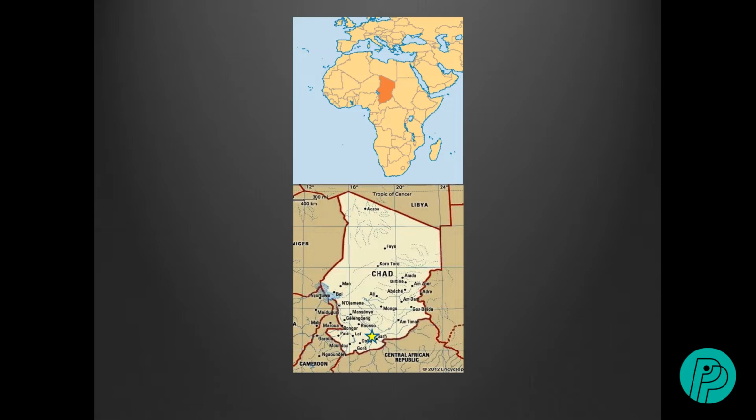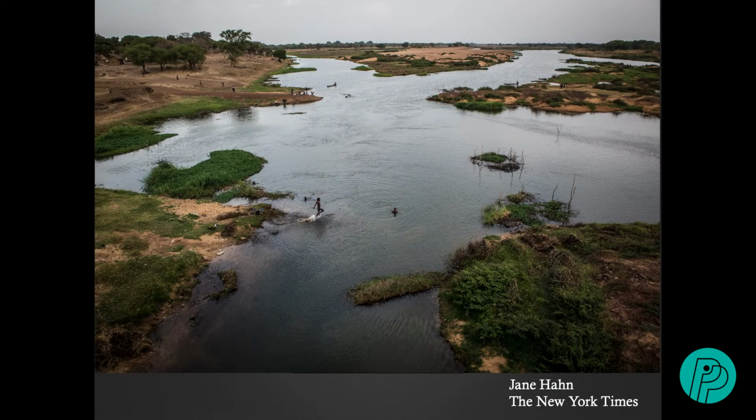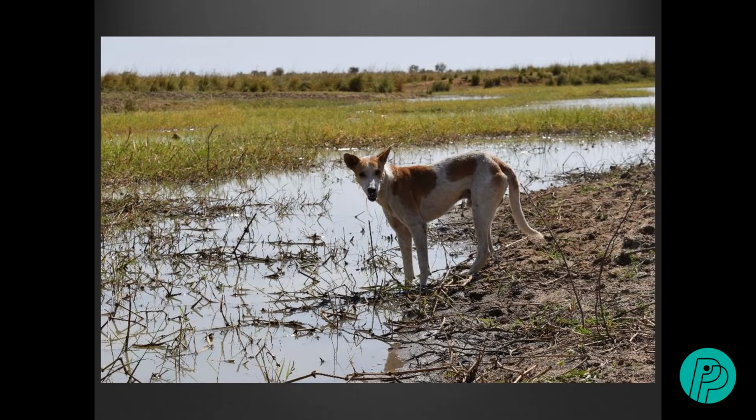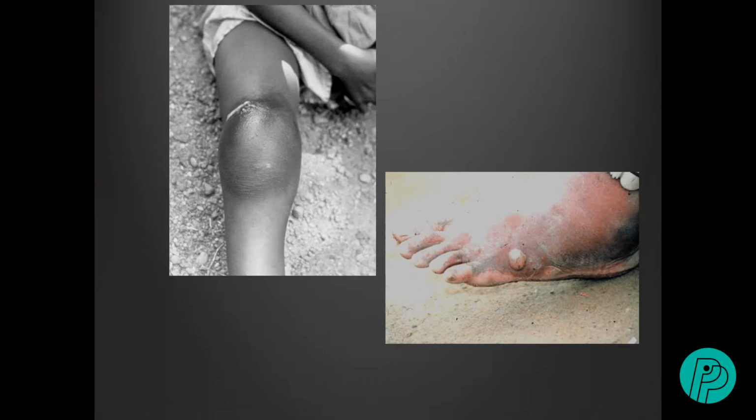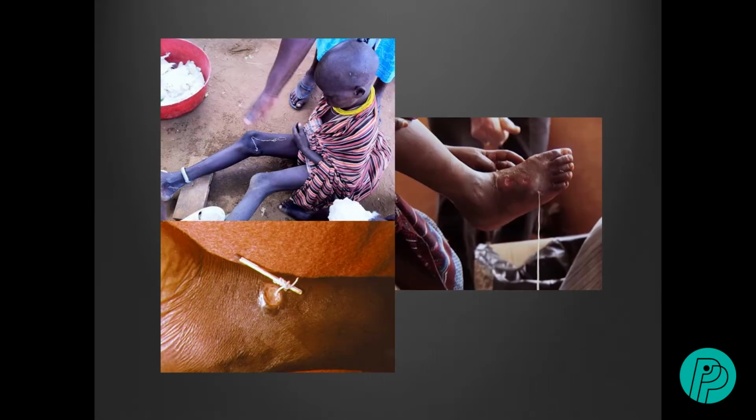And here's a beautiful picture that shows one of our study sites along the Shari River in Chad. And our story will revolve mostly around domestic dogs and their new role as host for the human guinea worm. And this is the human guinea worm that we'll be talking about. And so this particular parasite forms these blisters that you can see here. And then these long worms emerge from their host, as you can see here.